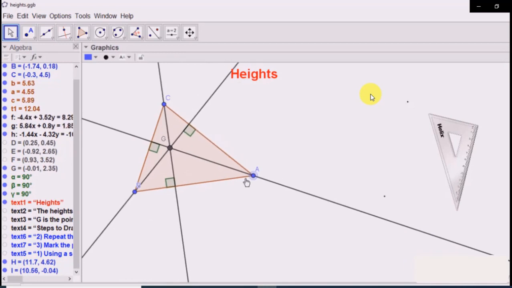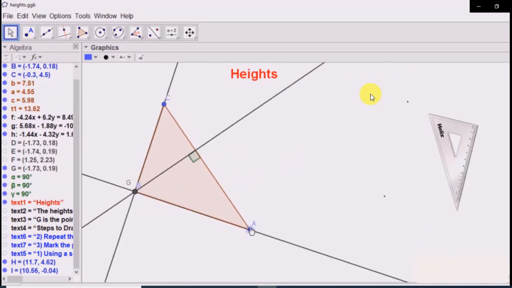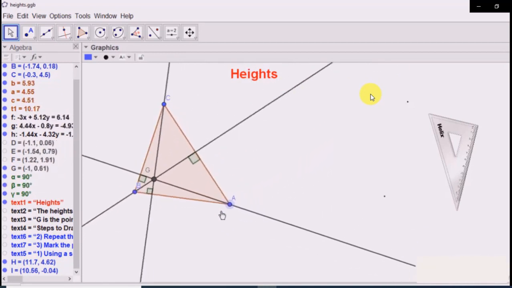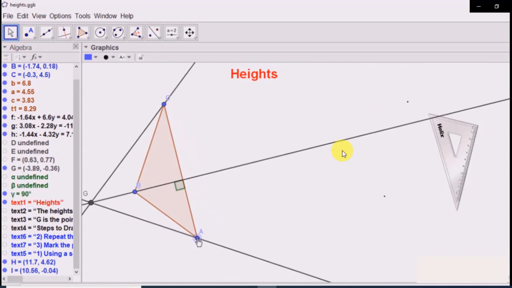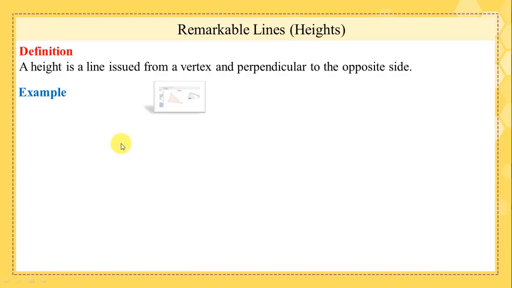As we see here, when we move the triangle, the point of intersection, which is G, in some cases will be outside the triangle. Why is it outside the triangle? Because we have the case of an obtuse triangle.